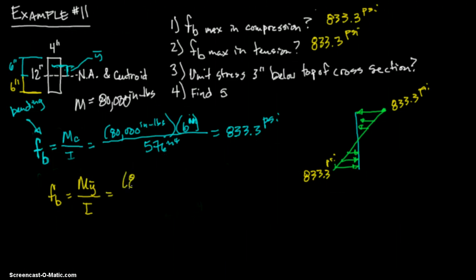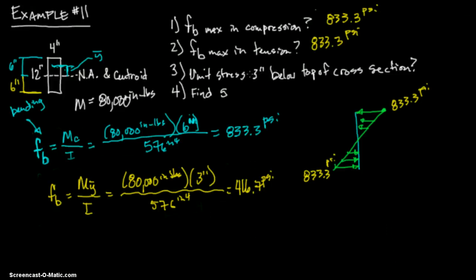So we have 80,000 inch pounds. This stays the same. Y is 3 inches, and I is the same. And that's going to come out to be 80,000 times 3 inches divided by 576 equals 416.7 psi.